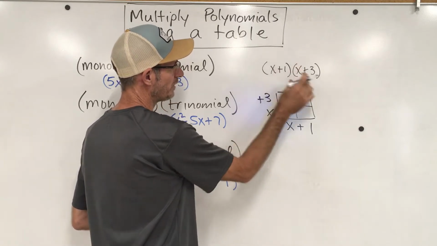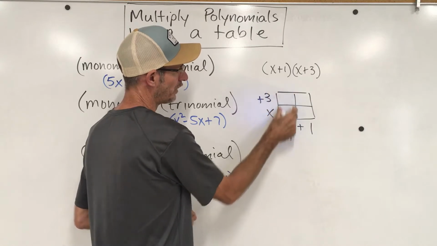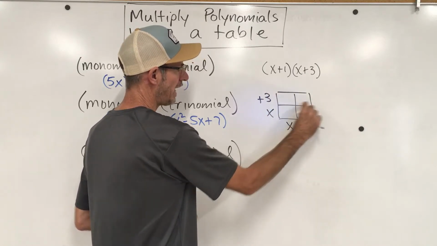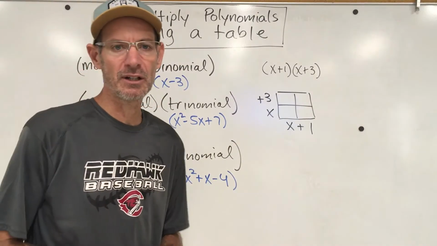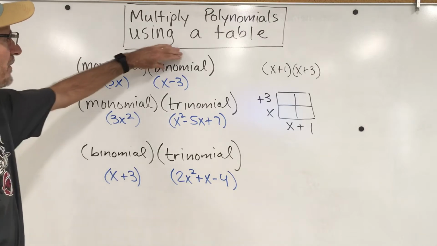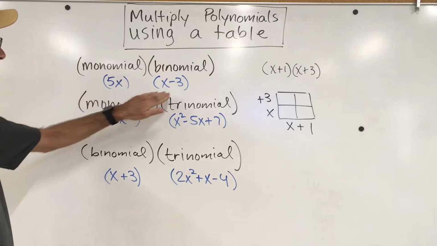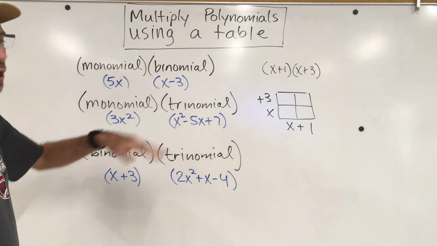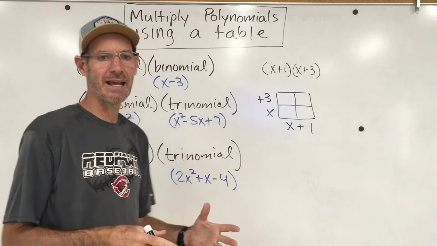So a binomial times a binomial, you use a 2 by 2 table with columns for each term and rows for each term. What we're going to learn today is how to multiply a monomial times a binomial. So if we use 5x times x minus 3, we're going to need a different kind of table, but the problem will work the same way.